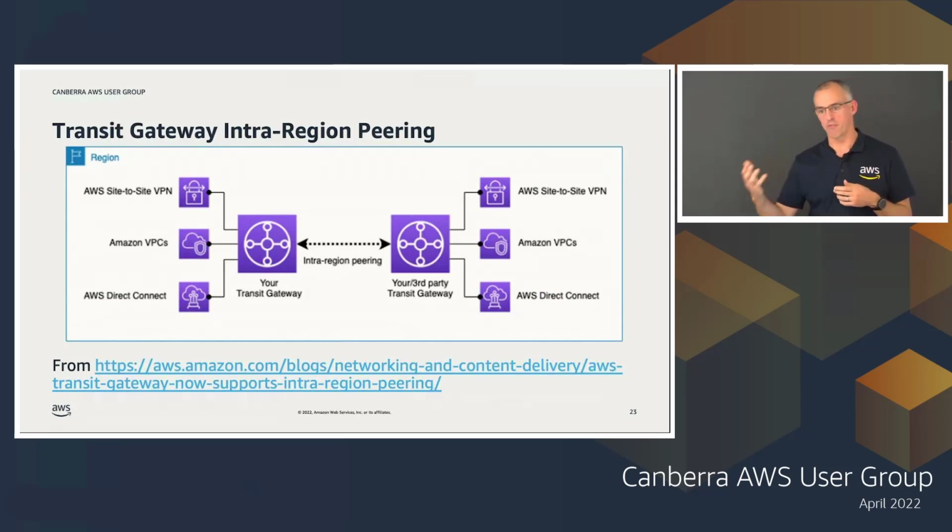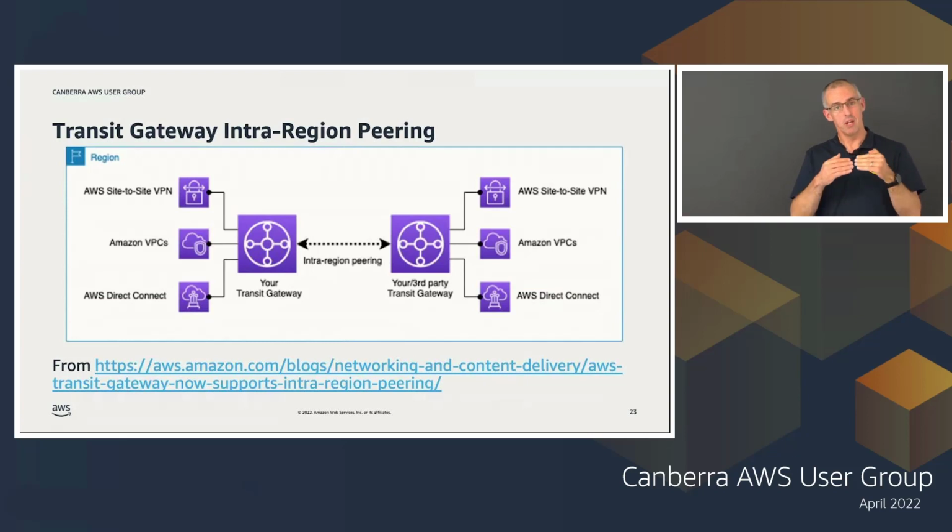So for example, my federal government customers, when we're doing things like machinery of government changes where we've got to move parts of the government around, where their AWS environments need to be brought together, it's now much easier to do that at the networking layer than it was before. We can now do it by peering these gateways within a region.